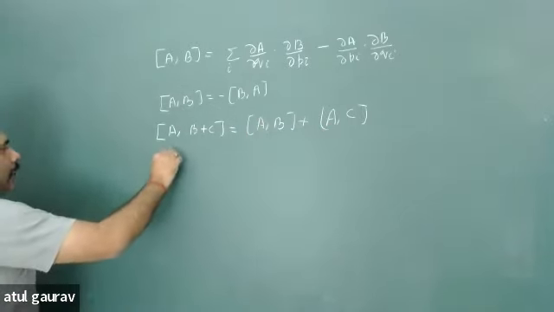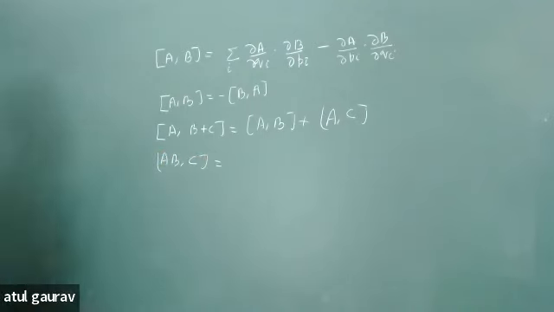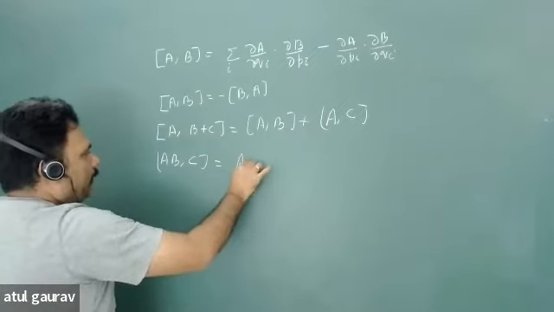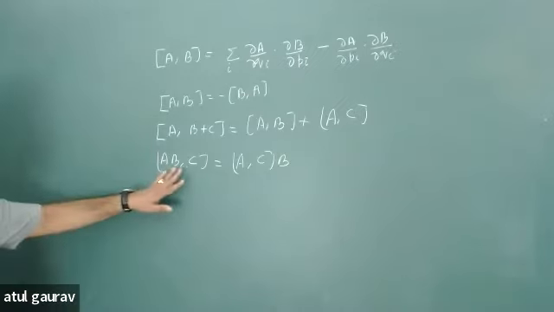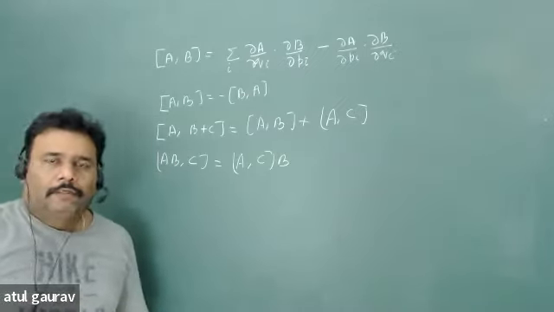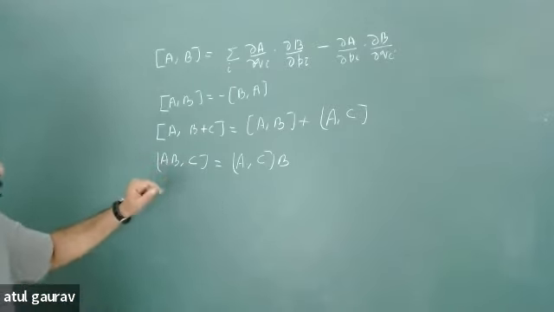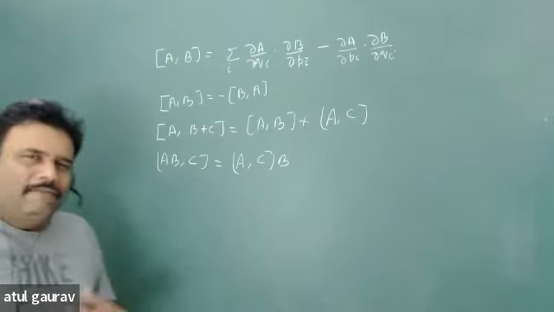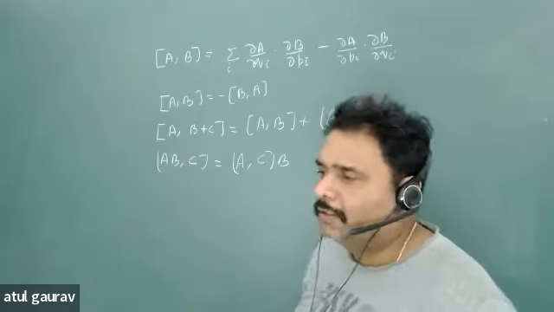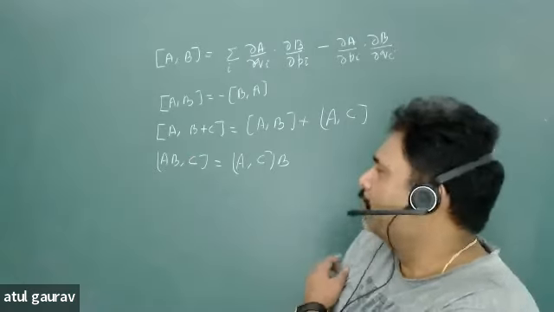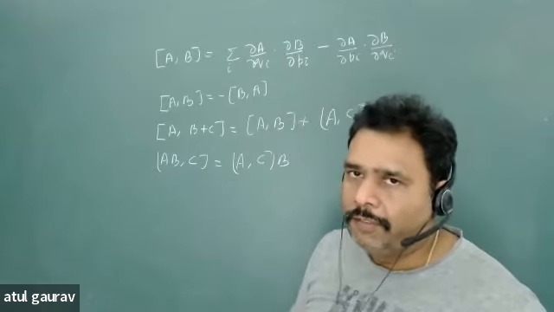You have [A, B, C] equivalent to [A, C] and then B. In classical mechanics the order is not important, but in quantum mechanics the order is always important because they are actually operators. So I request you that even in classical mechanics, try to use this order. What is the meaning of order being important? B is coming after A, and A is always coming before B.